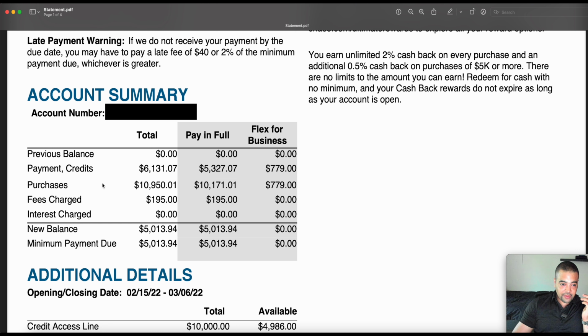I think this makes it kind of confusing for people, honestly, but of course they want to push their Flex for Business service, because when you look across here, you're like, why don't these match? Well, that's why. Fees charged, of course, there we go. So interest, no interest yet. And then new balance, minimum payment due. Of course, this does end up matching up all together, because if you had accepted a Flex for Business deal, then it would be down here, but because you haven't enrolled in that, then it's not down here.